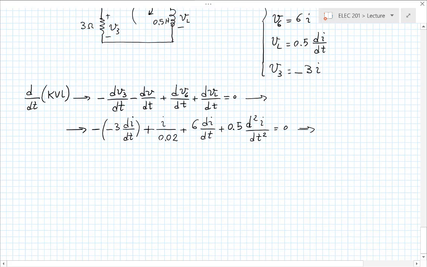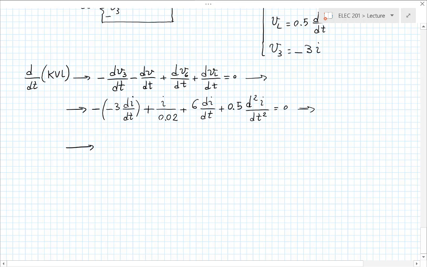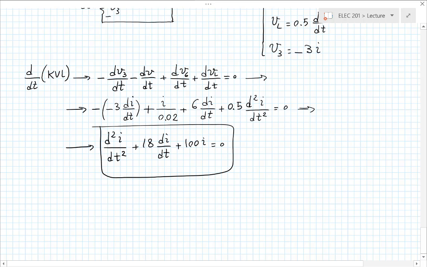Now let's rearrange a little bit and add things up. I will write it in this familiar form, which means I'm dividing both sides by 0.5 or multiplying by 2. So this will give me plus, I had 6 plus 3, which is 9, so plus 9 times 2, which is 18 di by dt. Plus, I have 1 over 0.02, but I have to multiply by 2. So that's 1 over 0.01, which is 100 I. Okay. Could you guys please verify that I've done this correctly? So this is my equation.